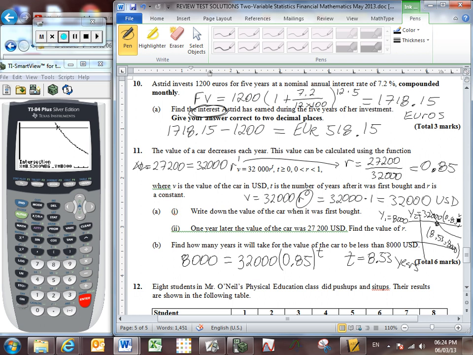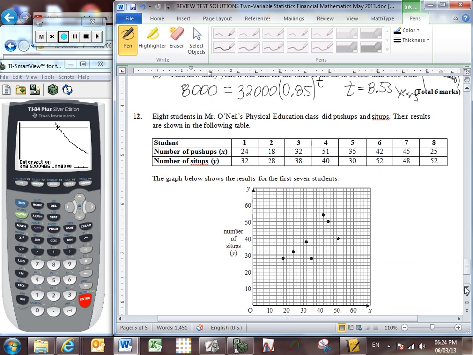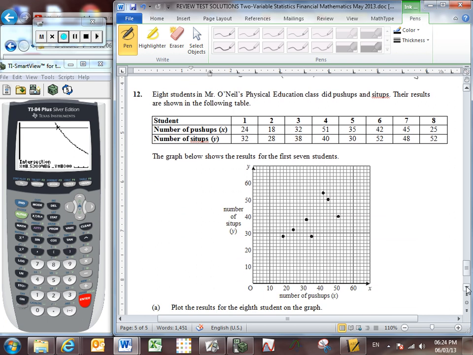And the last question is number 12. 8 students in the PE class did push-ups and sit-ups. There are the results, and we can see that all of those results have been graphed onto a scatter plot. We need to plot the results for the 8th student on the graph.